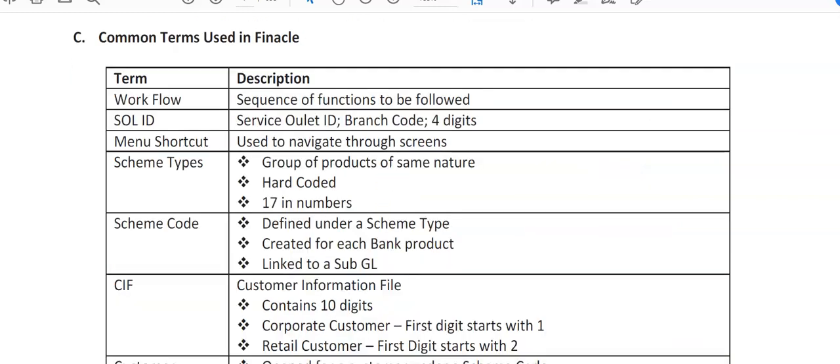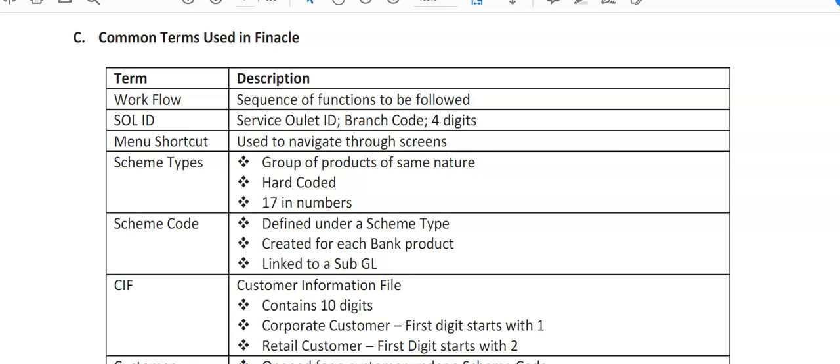So friends, there are certain terms which are used in Finacle. I shall be dealing with them; you can note them down, that's why I'm going very slow, or you can repeat the video, right? Workflow, sequence of functions to be followed. Sole ID, service outlet ID, branch code, 4-digit. From this is the sole ID where the account has been opened or wherever the transaction is being made. Every branch is allotted a sole ID and all the accounts opened in that branch start with that sole ID, so that the bank anywhere in India can know which branch of the bank that account belongs to.